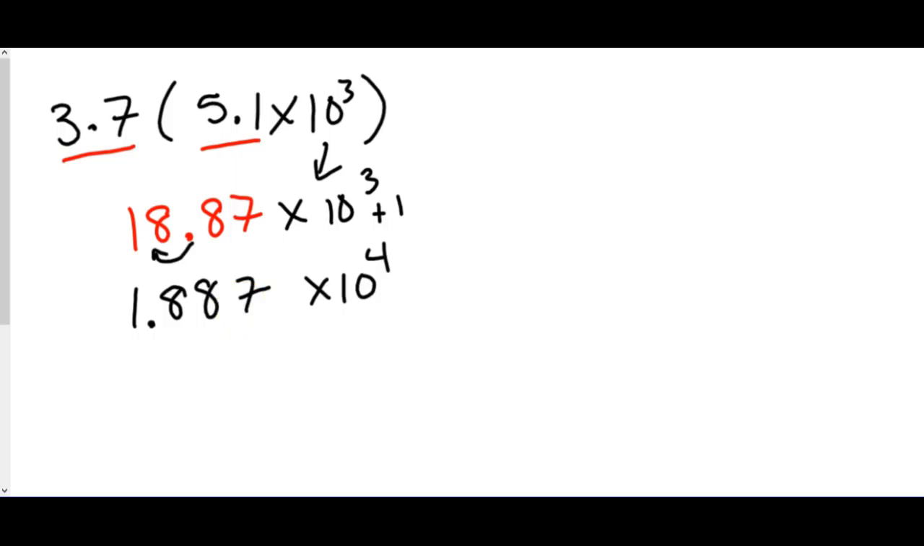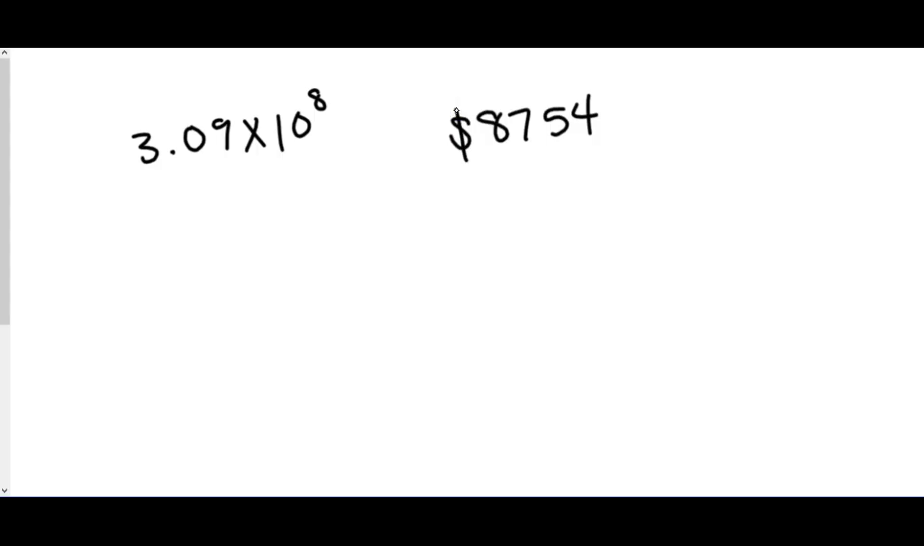They might also ask this as a word problem. So let's say in 2010, the population of the US will be about 3.09 times 10 to the 8th. Spending for healthcare will be about $8,754 per person. How much is the US spending on healthcare in 2010? So if this is per person, and this is how many people there are, then we need to multiply them together. We're going to multiply the 8,754 times 3.09 times 10 to the 8th.